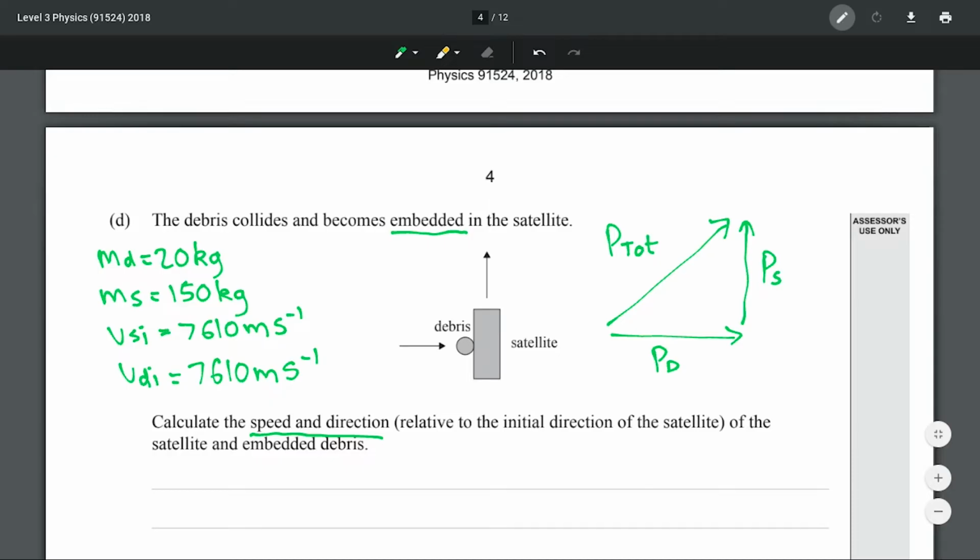And so the angle that we're looking for, so we're looking for the direction relative to the initial direction of the satellite, so we're wanting to know the angle between the total momentum and the satellite, which is this angle here, and we'll call that theta as we like to do. And so this, of course, is our right angle. And so, surprise, surprise, we're left with a right-angled triangle, as we so often are with high school physics. And so we can use a bit of Pythagoras to find our p total, which we know that this squared plus this squared square rooted will give us that. And then we can use a bit of SOHCAHTOA to find our angle.